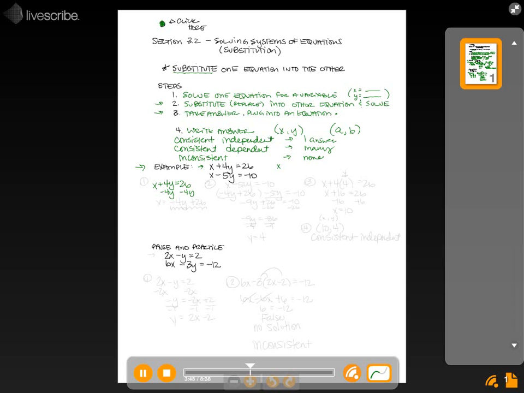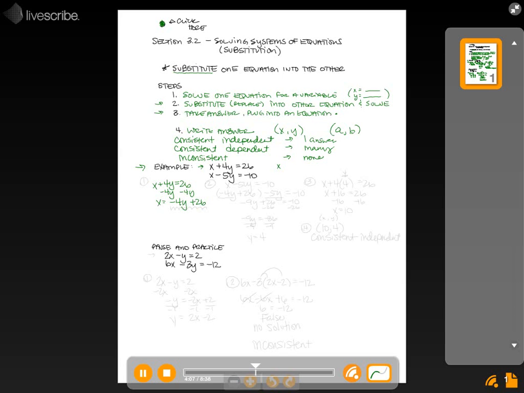Now you could solve it for the other one. You're going to get the same answer. You could solve the second equation. I'm just using the first one because it comes first in our problem. So x equals negative 4y plus 26. Step 1's done. We solved an equation and we got a variable, x, equals everything else.